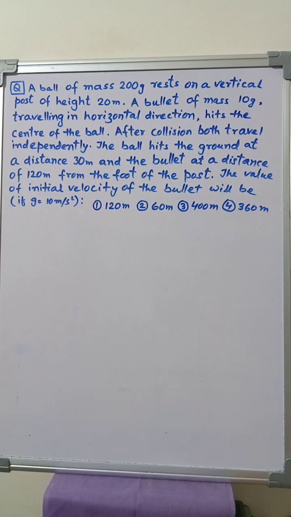In this video tutorial, we will discuss a multiple choice question taken from JEE Main exam of 2023. The question is based on two concepts: collision of two bodies and the motion of a body projected horizontally from a height. Read the question carefully.